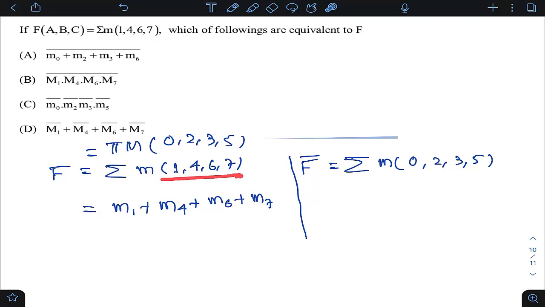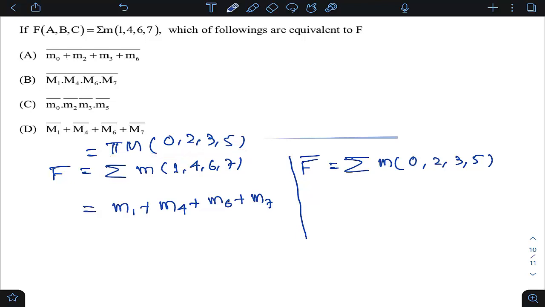If you take its complement, then for 1, 4, 6, 7 you will get 0. Similarly, 0, 2, 3, 5 were producing 0. So if you take its complement, 0, 2, 3, 5 will produce output 1. Are you getting it or not?